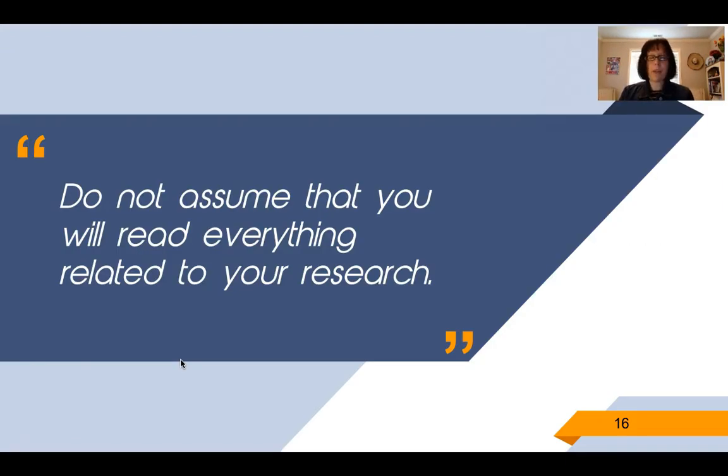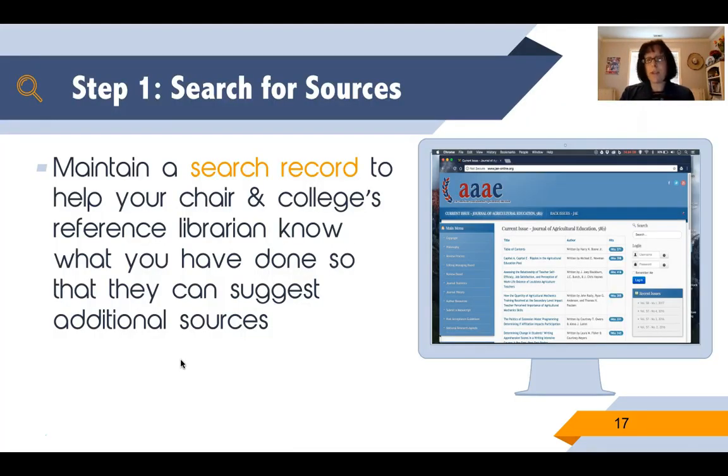And I always want to make sure you understand that you never assume that you're going to read everything related to your research. So the great thing to do is to maintain a search record of the key terms and places that you have gone to find information. And then you can help share that information with your chair and the college's reference librarian so they know what you've done, and then they may be able to suggest additional sources for you.